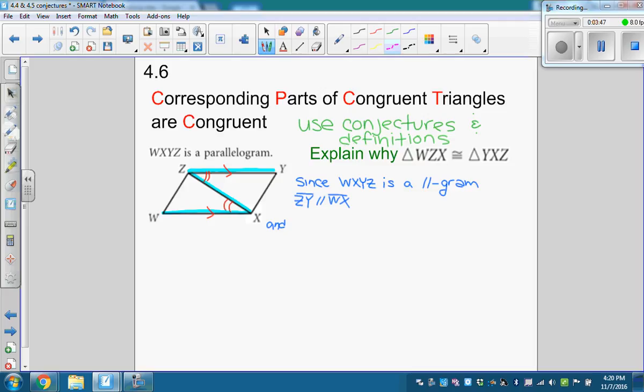We also know that WZ is parallel to YX. And because of parallel lines, like this set right here, we know we have congruent alternate interior angles. So those angles marked in red. So we could say, so angle YZX is congruent to angle WXZ.